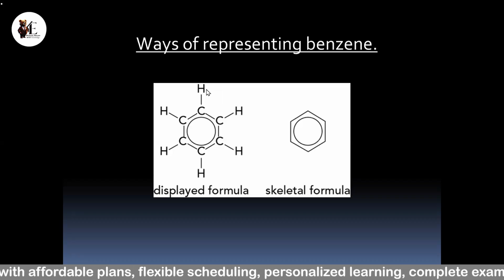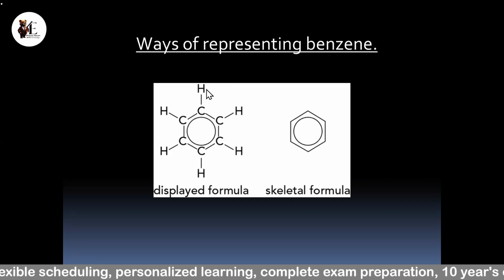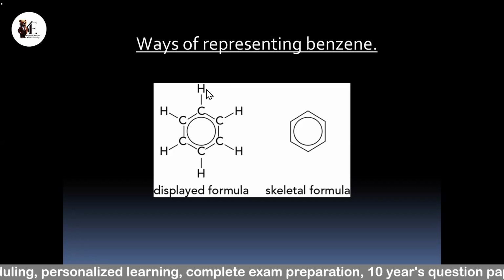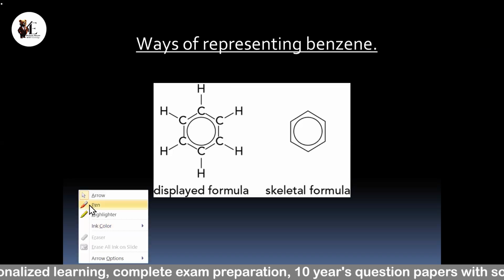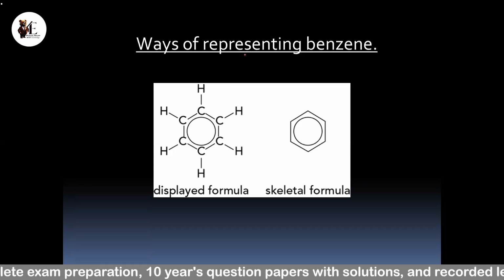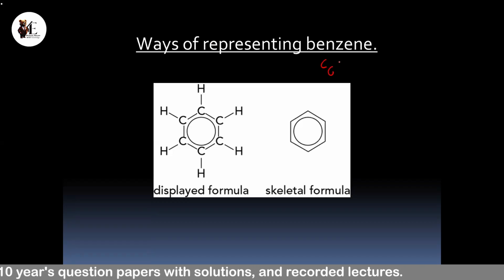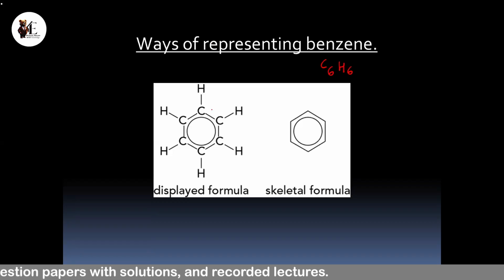So in the last class, we were discussing how to represent organic molecules. We have discussed the many formulas: skeletal formula, displayed formula, 3D formula. Here there are two ways of representing the benzene molecule. Benzene is an aromatic compound. It is C6H6. This is a displayed formula. In a displayed formula, you have to display all the bonds.